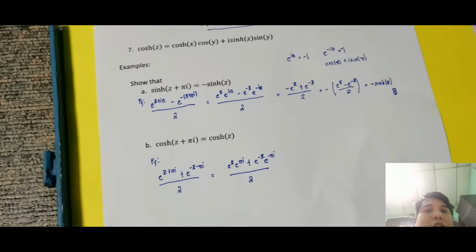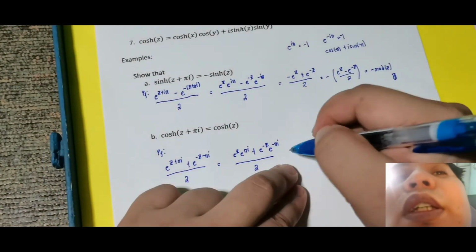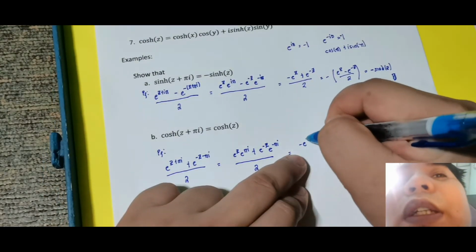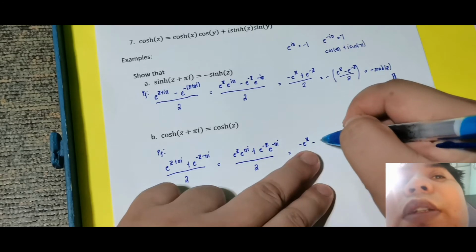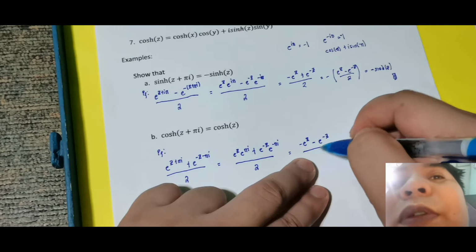Okay, so check natin. Ano bang value niya mga yan? So, e raised to iπ is negative 1. Tama. Cosine π, tama, negative 1. So, this is equal sa negative e raised to z, then minus dito, e raised to negative z, all over 2.